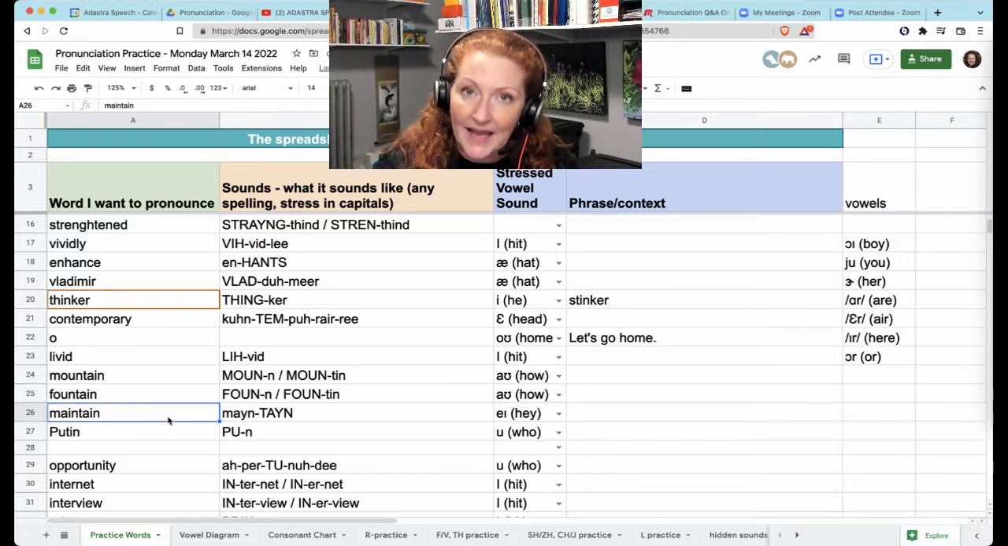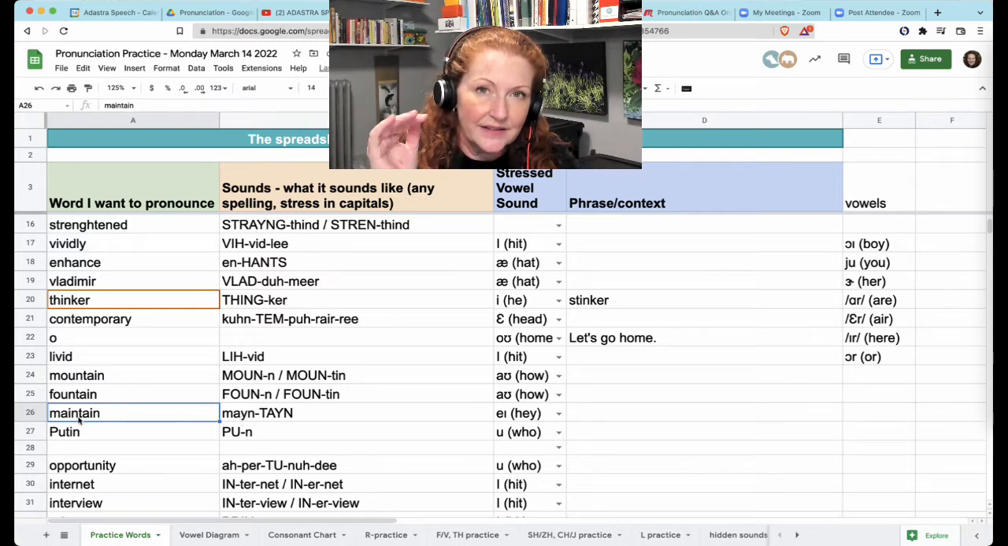But in maintain, the N and the T are together, but the T is in the stressed syllable. So you have to say the T.